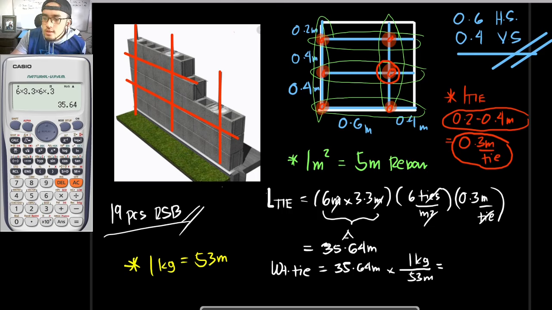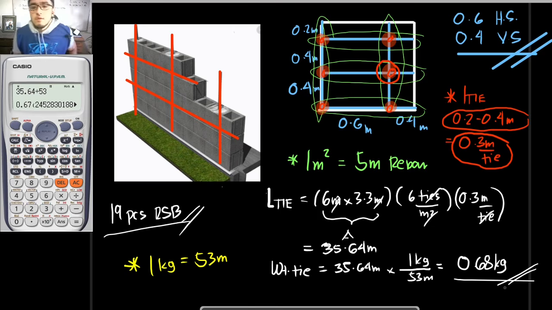So, let's convert that into kilograms. 35.64 divided by 53, that is to be 0.67 kilos. So, ito yung answer nyo for this matter. Depende pala sa hardware. Yung ibang hardware, ayaw magbenta ng below 1 kilo. So, with that, mag-round up na lang kayo ng 1 kilogram ng tie for that whole project.